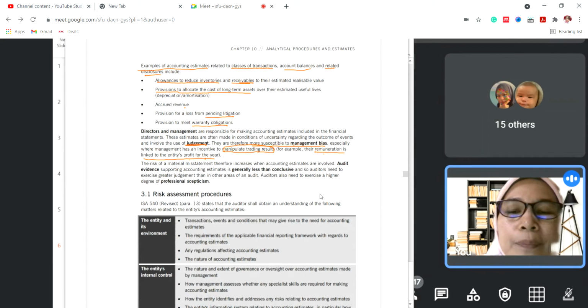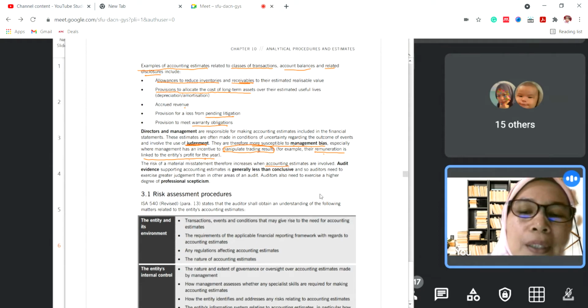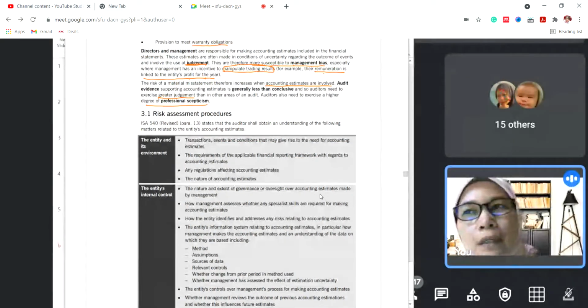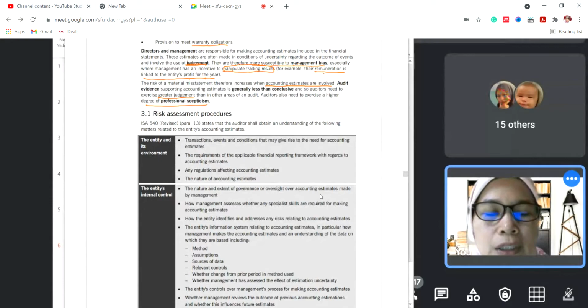And the risk of material misstatement therefore increases when accounting estimates are involved. So when accounting estimates are involved, the potential for material misstatement is there. And audit evidence supporting an accounting estimate is generally less than conclusive. So the auditor needs to exercise greater judgment in that area and a higher degree of professional skepticism. That's why I said, when talking about analytical procedures and accounting estimates, you have to use your judgment and skepticism highly.